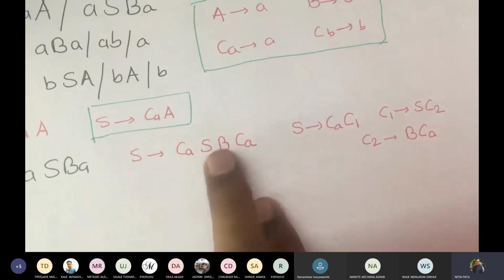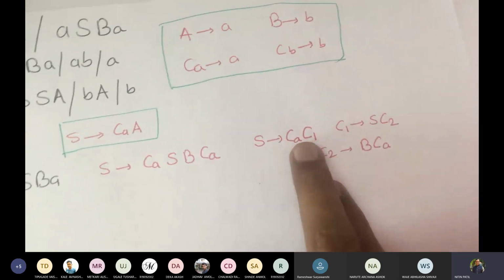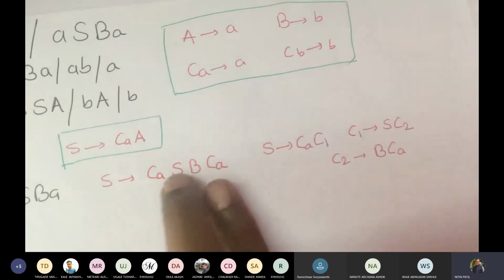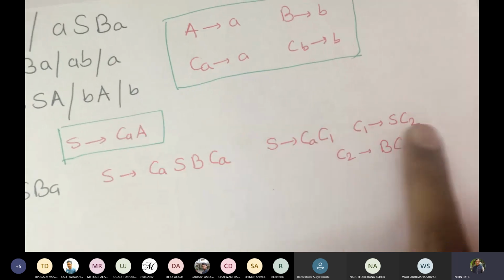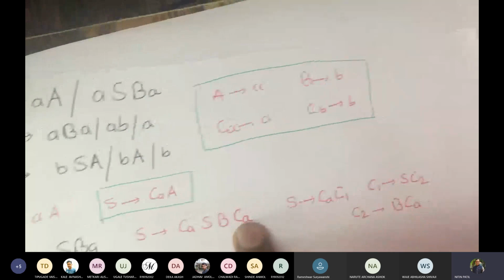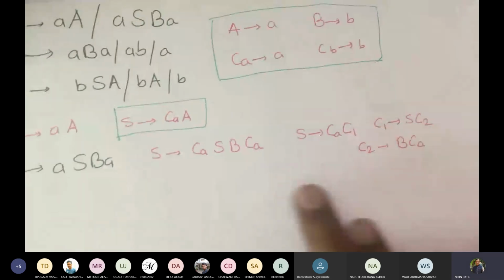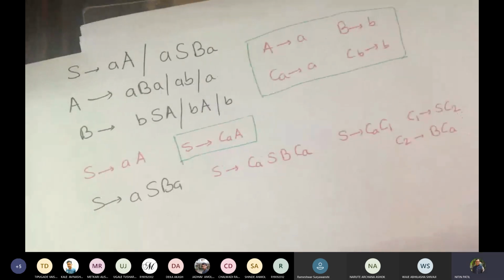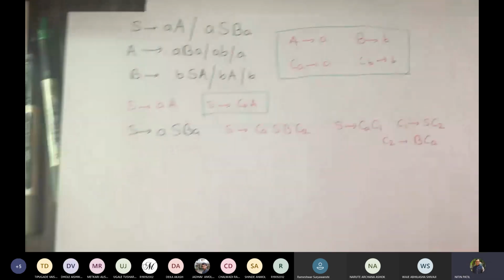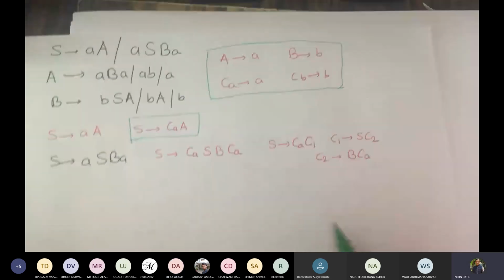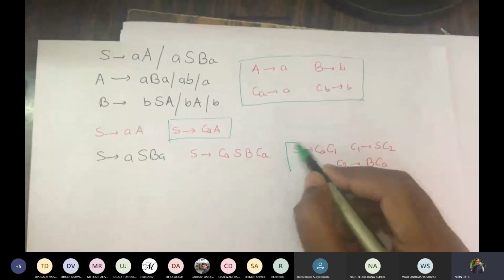Now see what we did. We got S gives CA, and we kept CA as it is. We introduced C1. For C1, from the remaining 3, we took the leftmost, and we introduced C2. Now C2 gives the remaining ones, BCA, and we got this. Fine? Got it? Any question? Understood? Simple, no? At least now it seems simple.